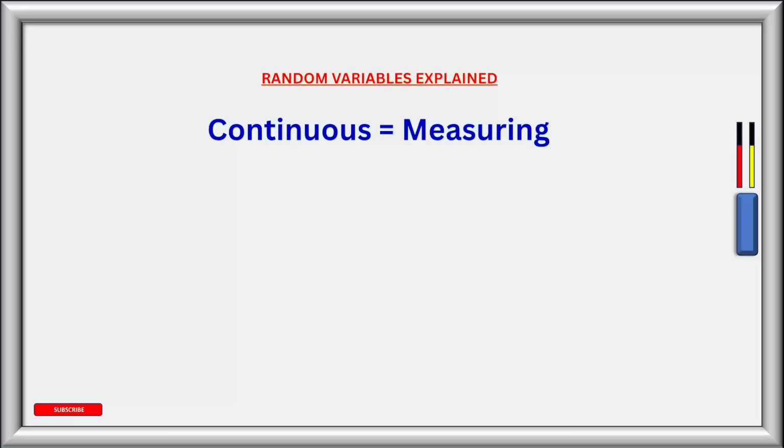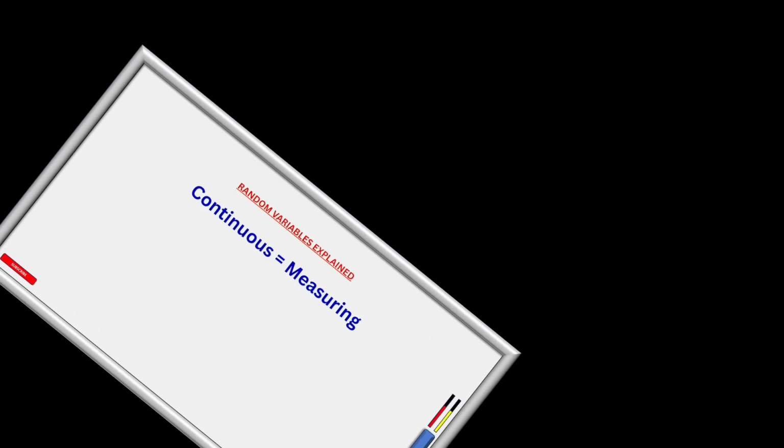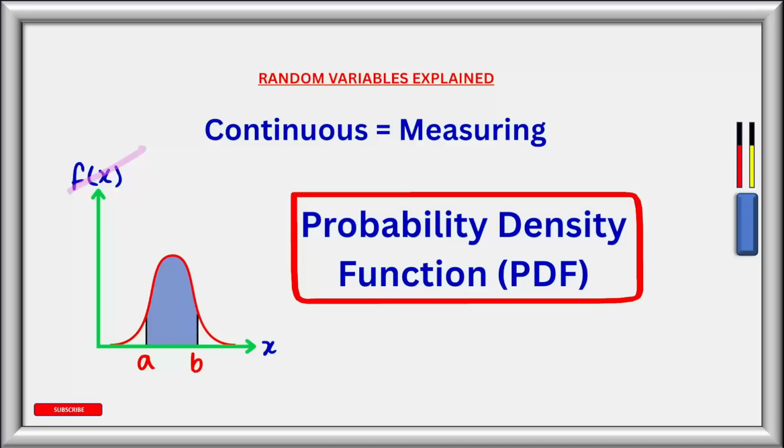Now, what if you aren't counting distinct outcomes, but measuring something along a smooth spectrum, like exact height, weight, or waiting time? We call this the continuous random variable, because measurements are continuous. There are infinitely many real numbers between any two values. For continuous random variables, we use a probability density function, or PDF, denoted by f of x.